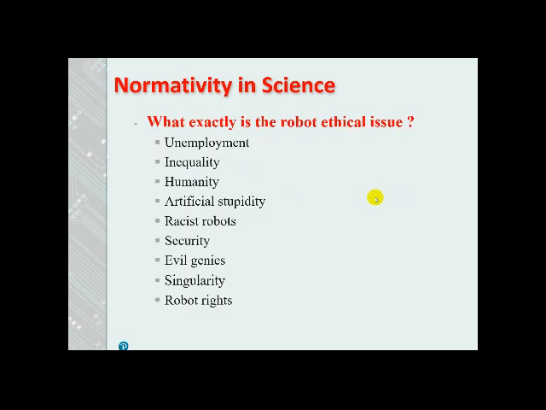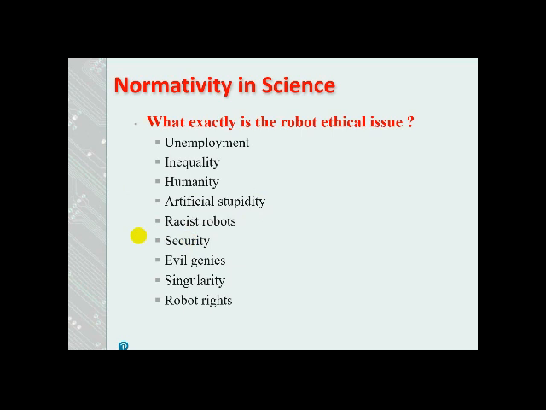What exactly are the robot ethics issues? There are nine ethical issues in artificial intelligence. Employment: what happens after the end of jobs? Inequality: how do we distribute the wealth created by machines? Humanity: how do machines affect our behavior and interaction? Artificial stupidity: how can we guard against mistakes? Racist robots: how do we eliminate artificial intelligence biases?